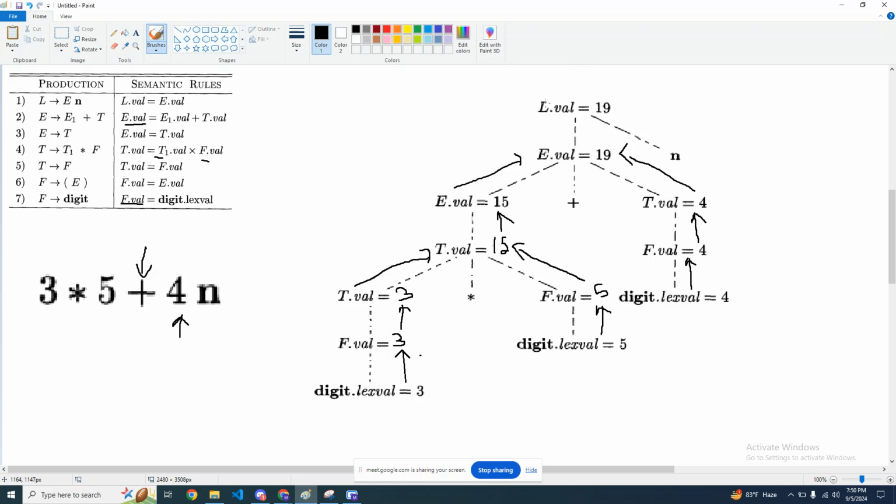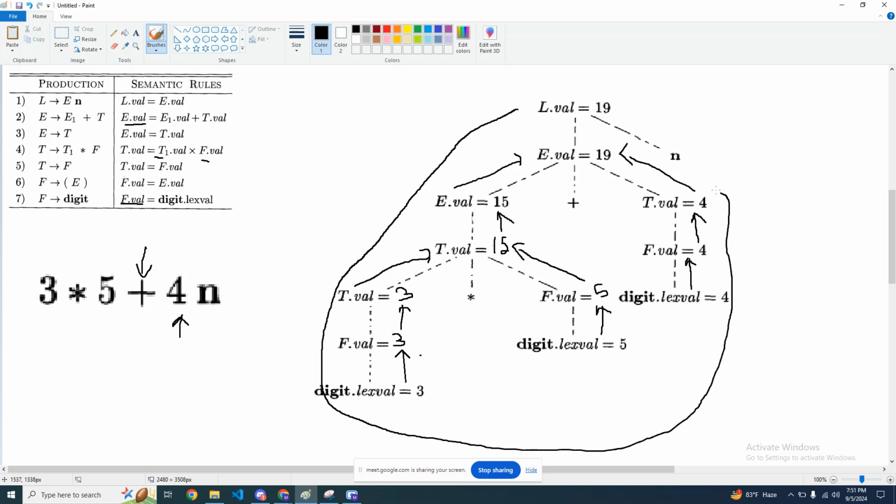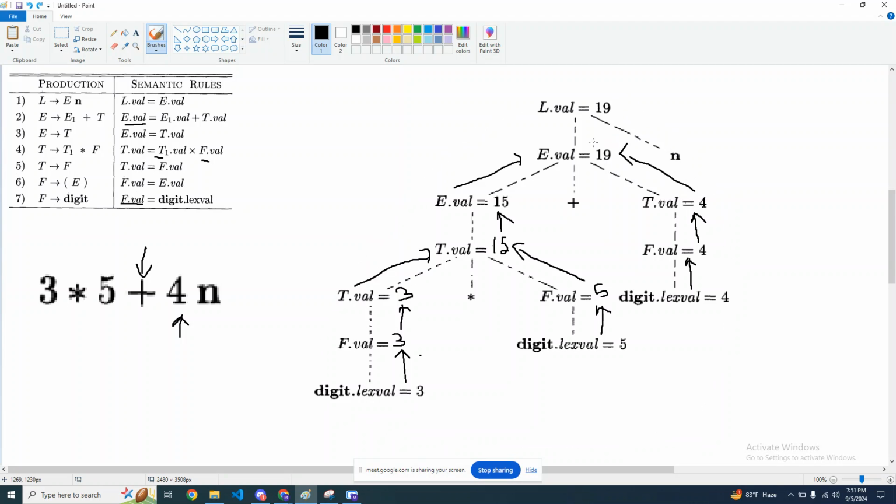So again, if we traverse, we can see that our last node is this node, and after this node does not have any values or semantic rules associated with it. So our very last node is L dot val, right? So we need to calculate the value for L dot val.